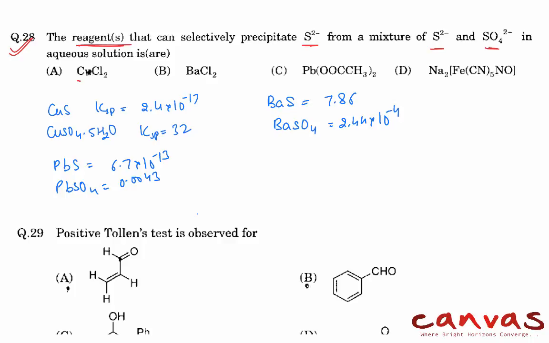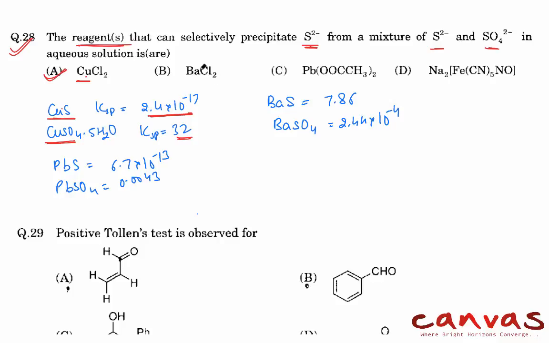Now coming to the CuCl2, if you have copper 2 positive ions, it will combine with the sulfide to form CuS. Now this has a KSP of around 10 raised to power minus 17, whereas the copper sulfate in hydrated form has a KSP of 32. So there is a huge difference. So we can say that this sulfide will be very easily precipitated because of its very low KSP value. So A should be the right answer.